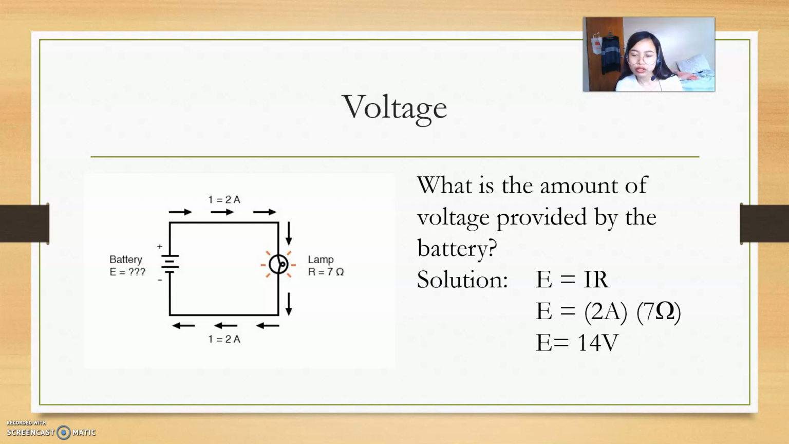If you're going to solve for the current, you just need to divide voltage over resistance. And if you're going to find the resistance in the circuit, just divide volt over current.